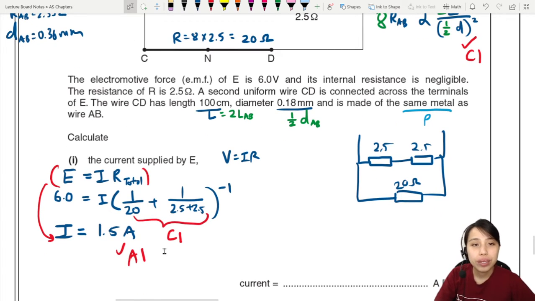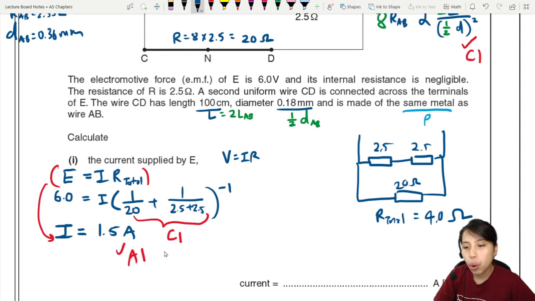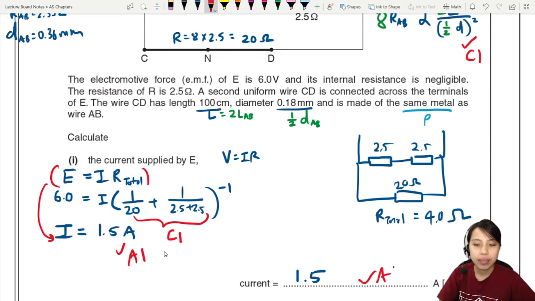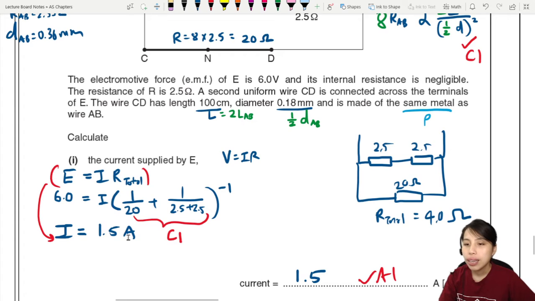Alright, so this one, I should write side notes. R total here would be 4.0 ohm. So we can write 1.5 as our final current. Okay, next part.